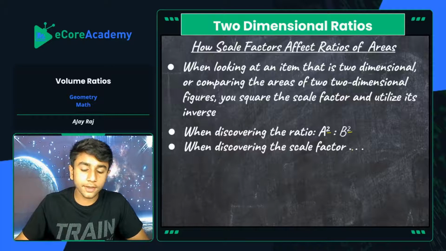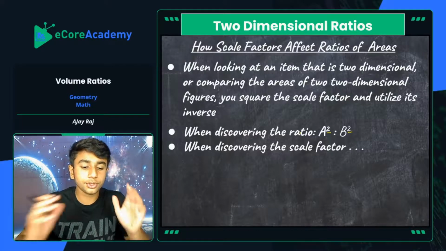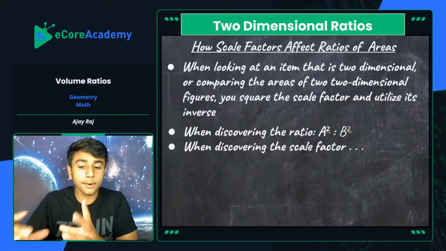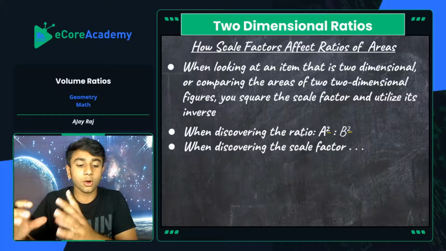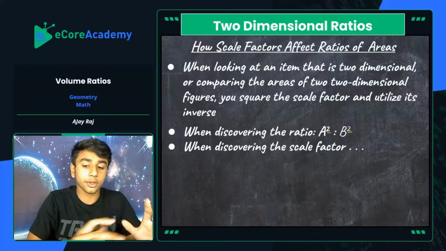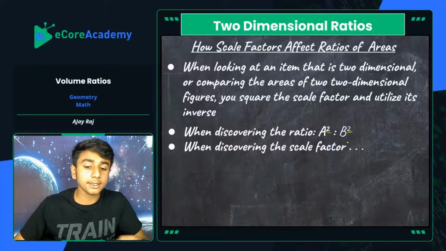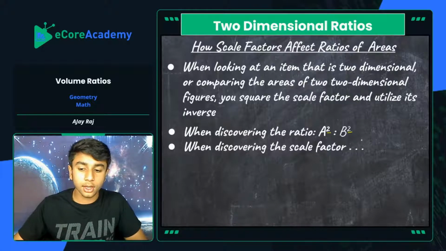Now, when discovering the scale factor, since we're trying to discover the ratio, we're using our scale factor, and then we're going to alter it to discover a ratio. Now we're going to work backwards. We're going to utilize a ratio, alter it to get back to our number one scale factor. So remember, you're squaring your scale factor here. And in order to get back to that, you're going to square root the area ratio.